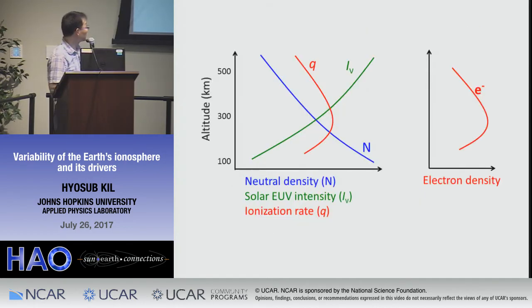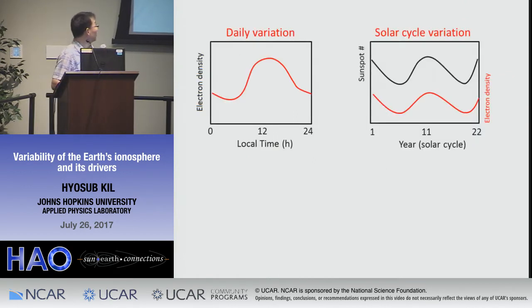Let's think about the production. Neutral density decreases with the altitude, and solar irradiance decreases as the altitude decreases. So a plasma density peak forms somewhere around 250 or 300 kilometers. And as I mentioned, you can expect day-night variation of the plasma density and solar cycle variation.